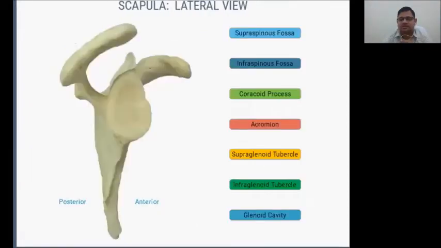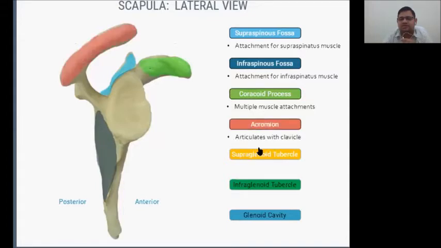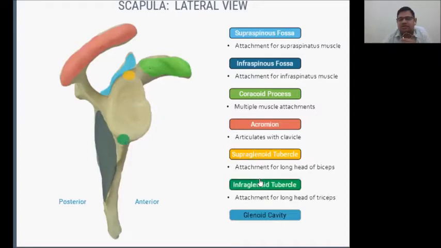Okay. Next is the lateral view. Again, you can see a little bit of supraspinous fossa, that is the attachment of the supraspinatus muscle. Then infraspinatus fossa, attachment for the infraspinatus muscle. Coracoid process, again I have told you multiple muscles like coracobrachialis and short head of biceps basically. Then acromion. Then supraglenoid tubercle is there. This is again the attachment for the long head of biceps. Infraglenoid tubercle, this is for the attachment of the long head of triceps. And then there is glenoid cavity for the formation of joint.